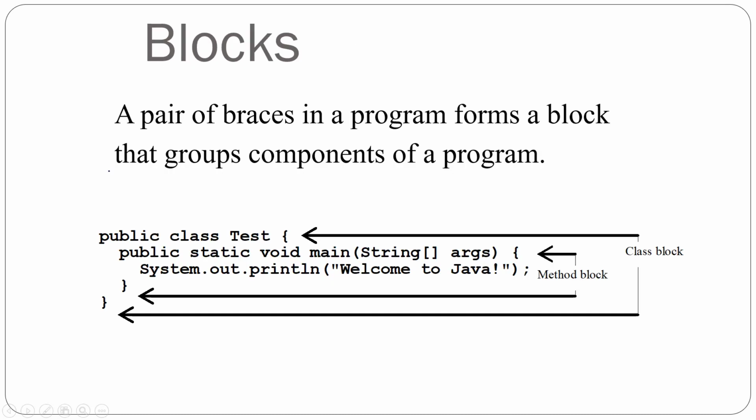Block, we learned about blocks. A pair of braces in a program form a block. Right here we have two blocks. Outer is a class block, inside is a method block. And we'll be using a lot of blocks in the program.